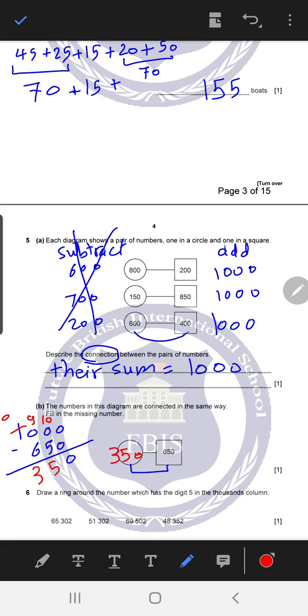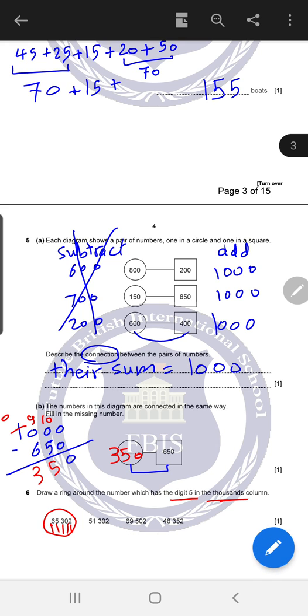Draw a ring around the number which has digit 5 in the thousands. The thousands is the fourth place value. This is units, tens, hundreds, thousands, 10,000. So in the thousands here, we have 5. So we will circle this number, and that's it. The first one is the answer.